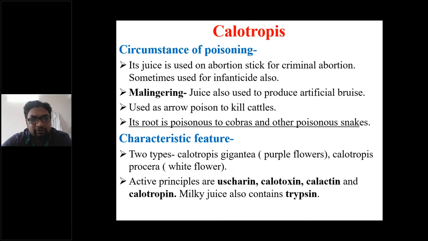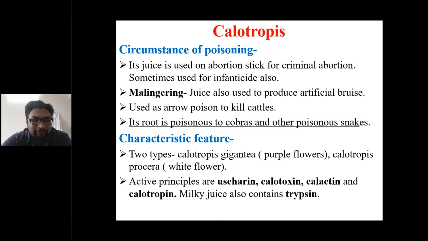Calotropis: what are the circumstances of poisoning in the Calotropis plant? Its juice is used as an abortion stick. Abortion stick is a short note for you: what resins we use and how it is produced, how the material can cause irritation of the uterus and then cause expulsion of the fetus. So its juice is used as an abortion stick for criminal abortion. It is used sometimes in infanticide also, and it is used in malingering. Malingering is where you falsely claim something which is not true.